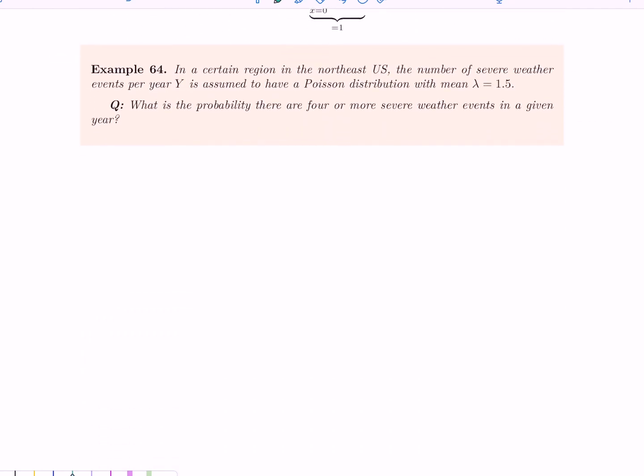Now example 64. First try by yourself, then come back to my video. Right. In a certain region in the northeast US, the number of severe weather events per year y is assumed to have a Poisson distribution with mean lambda equal 1.5. Okay, it says y has a Poisson distribution, so we can write down Poisson with lambda equal 1.5. What is the probability there are 4 or more severe weather events in a given year? 4 or more. That means probability y greater than or equal to 4, right?